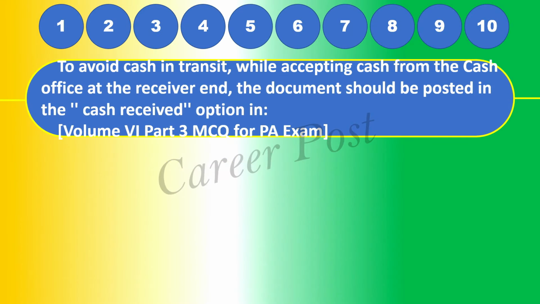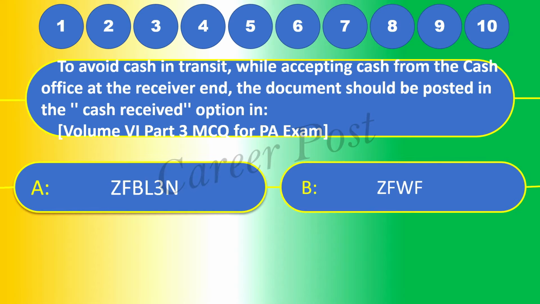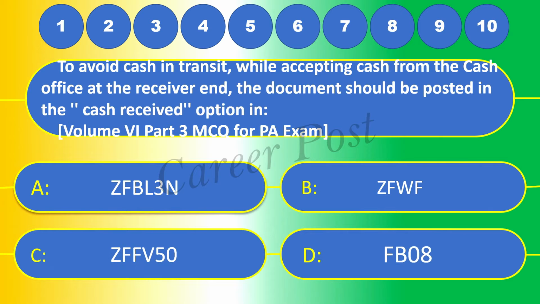To avoid cash in transit while accepting cash from the cash office at the receiver end, the document should be posted in the cash received option. What is that option? A, ZFBL3N, B, ZFWF, C, ZFFV50, D, FB08.